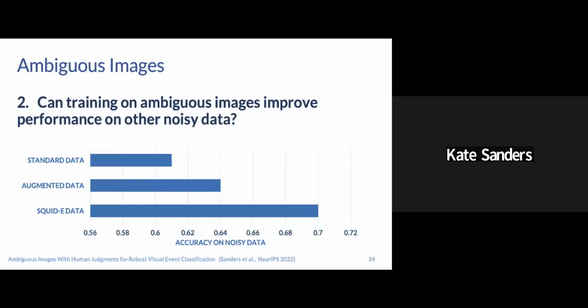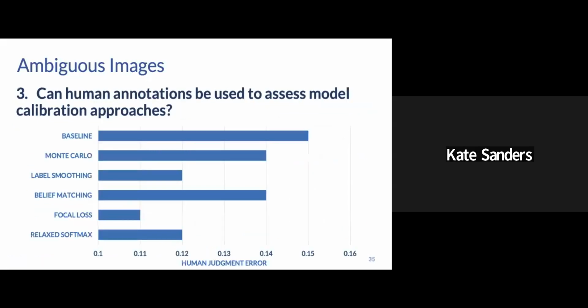We found that training on this ambiguous data did improve model performance on other noisy data, which motivates more of a focus on using ambiguous data in training sets. And then we found that using uncertainty quantification techniques like label smoothing, focal loss, and relaxed softmax actually causes the model's output logits to align better with the human judgments, indicating that the human judgments may be a good method for assessing the calibration quality of models.